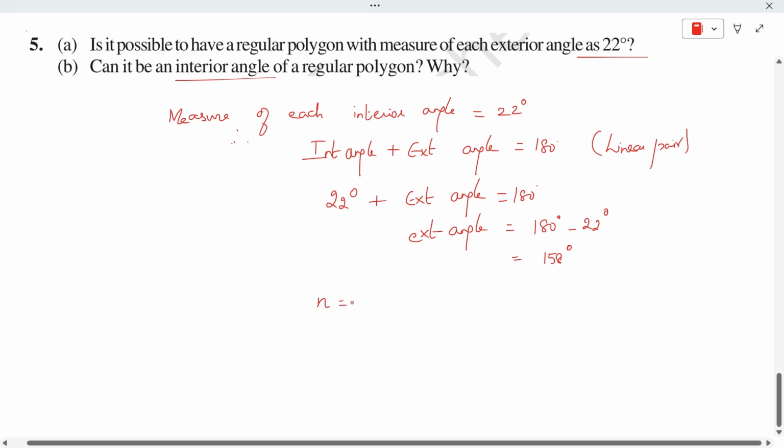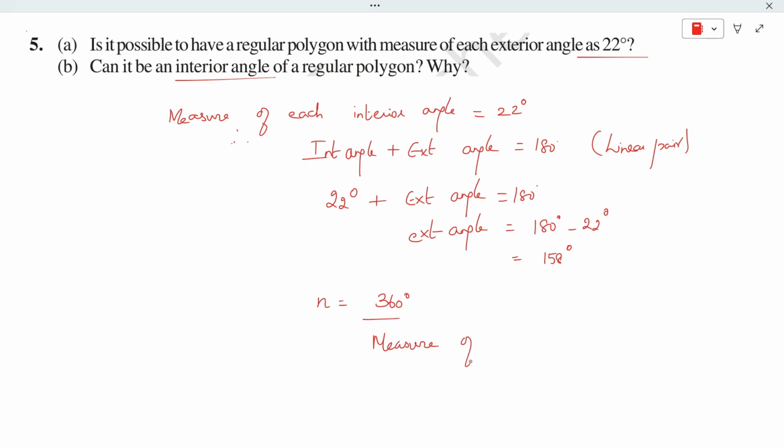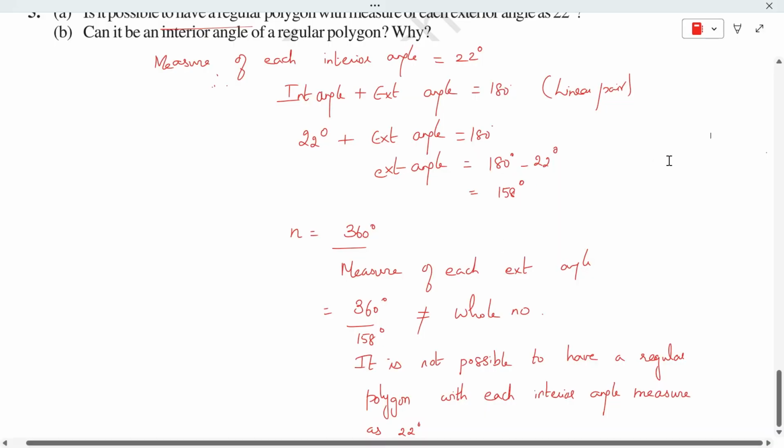Now, how will we find the number of sides? The number of sides is equal to 360 by the measure of each exterior angle for a regular polygon, right? So 360 by the measure of each exterior angle, which is 158 degrees, is again not going to give me a whole number, isn't it? So the number of sides is not a whole number. Hence, I can conclude it is not possible to have a regular polygon with each interior angle measure as 22 degrees. Let's move to the last sum of this exercise 3.2.